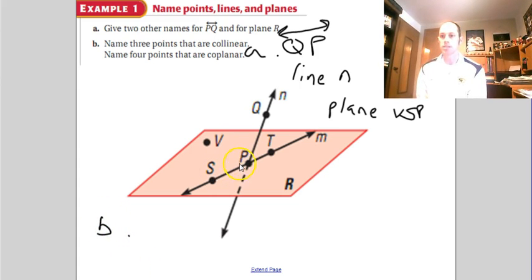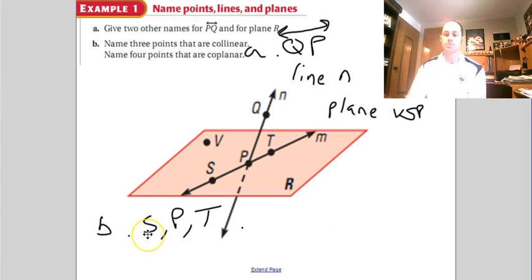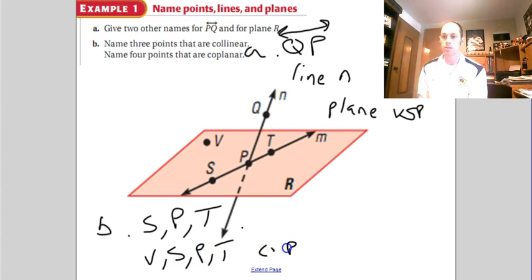Part B, 3 points that are collinear. Well, SPT. And 4 points that are coplanar. Well, let's look at the plane here. Plane R, we've got V, S, P, and T are the only 4 points on there. So those would be the points that are coplanar. Okay. Well, S, P, and T are merely collinear.